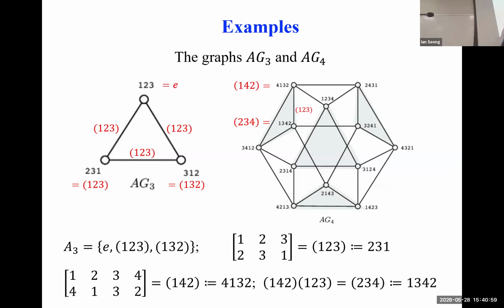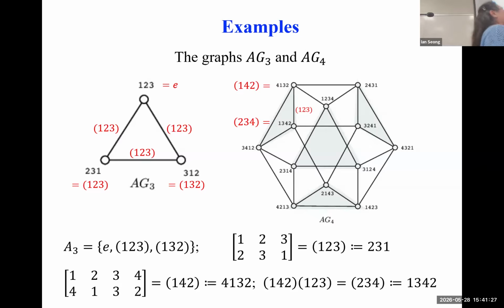And the other one is multiplied by (1, 2, 3). Also, you get 1, 3, 2, or 3, 1, 2 using that notation. So there are 2 notations. So this builds a 3-cycle triangle. That's for A3.